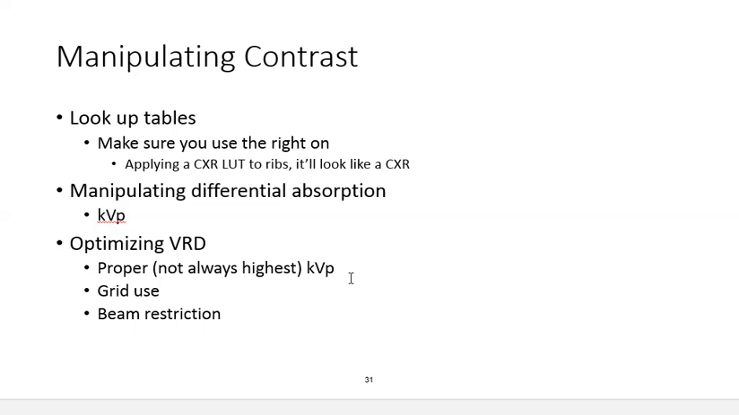So what we want to do is use the proper KVP. We want to use a grid where appropriate and collimate anytime that we can use beam restriction. And in that way, we don't create more scatter with a higher KVP. We absorb the scatter that is created in tissues where grid use is appropriate. And we also prevent scatter from being created in a portion of the anatomy that just didn't need to be exposed.